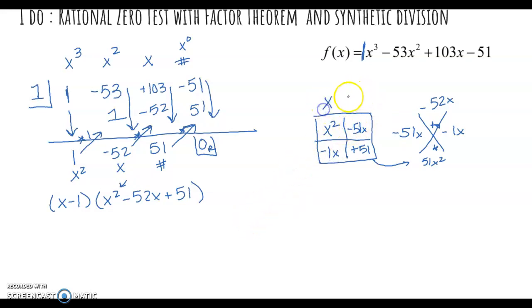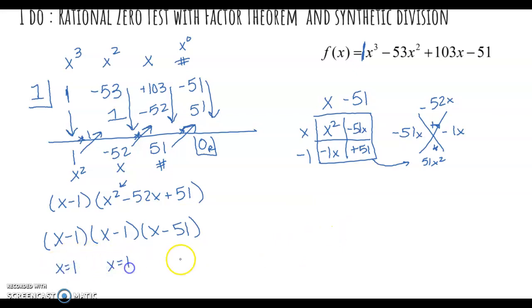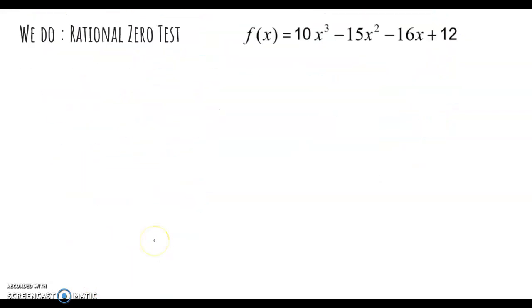So breaking this apart, we've got x minus 51, x minus 1. So our parentheses here are x minus 1, x minus 1, x minus 51. And this is our factored out version with our zeros. You can write them below if you'd like for you. Continuing on to example number 2.